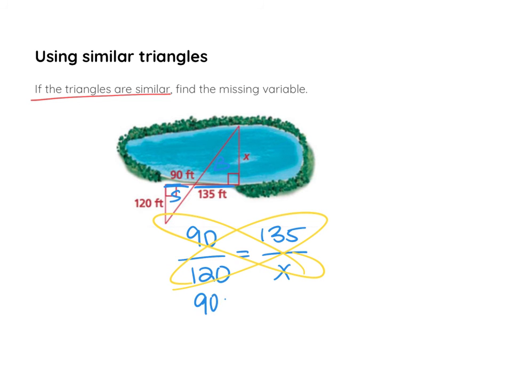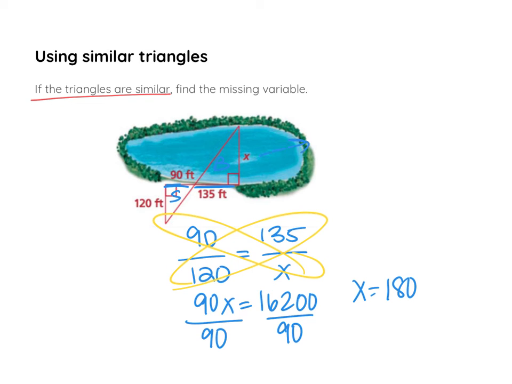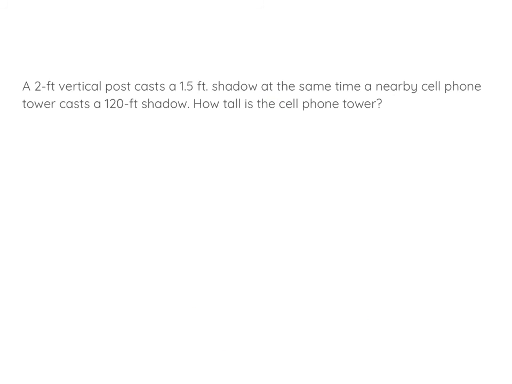So I get 90x equals 120 times 135, which is 16,200. Divide both sides by 90, and you get x equals 180. So it is 180 feet across that lake. Okay, that's where these similar triangles come in handy. Because it had a picture given to you, it was easy to set up. Now this one, it's just words, so we're going to have to decipher a little bit here.